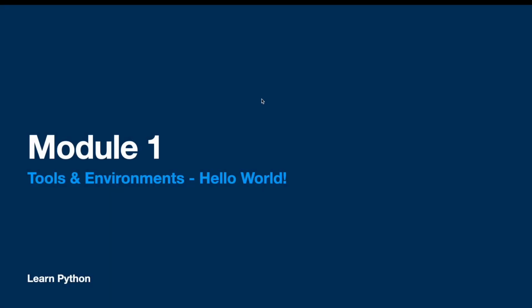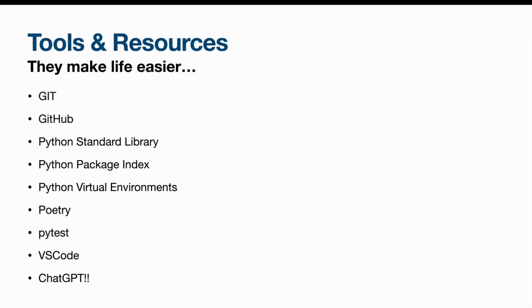Okay, Module 1, Tools and Environments, and we're at the end of it. We're going to write a little code. All you really need to write Python code is Python installed on your system and a text editor. If you have those two things, you can write whatever you want.